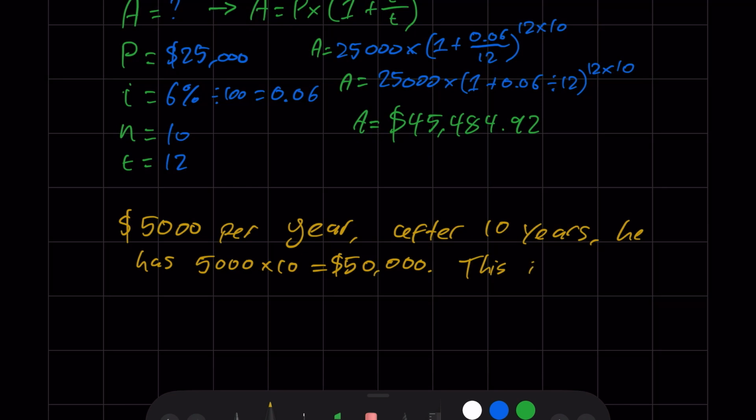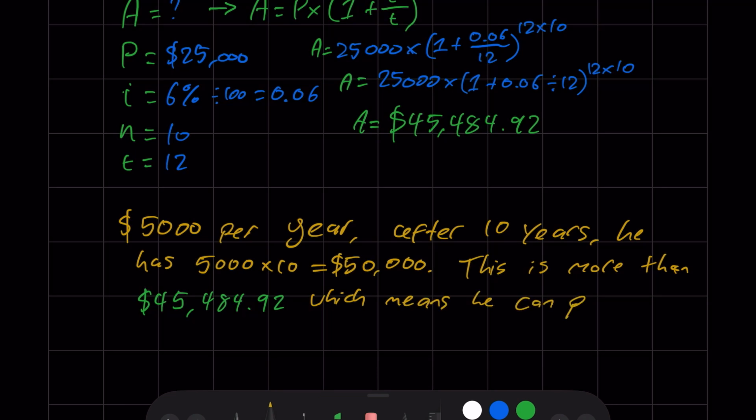This is more than $45,484.92, which means he can pay it off. So that second question is a yes. If he saves $5,000 a year, he can afford to pay the loan off after 10 years.